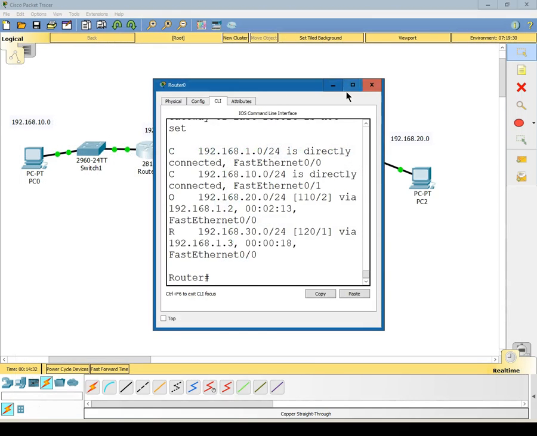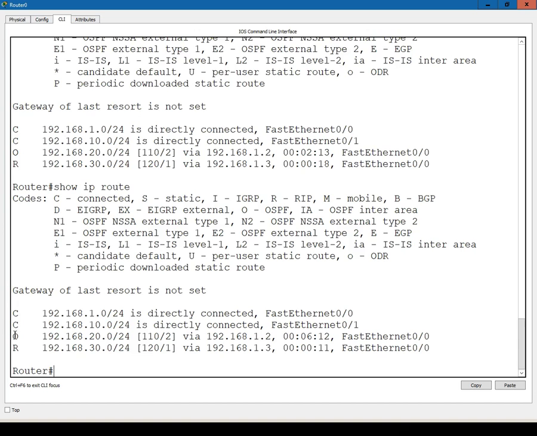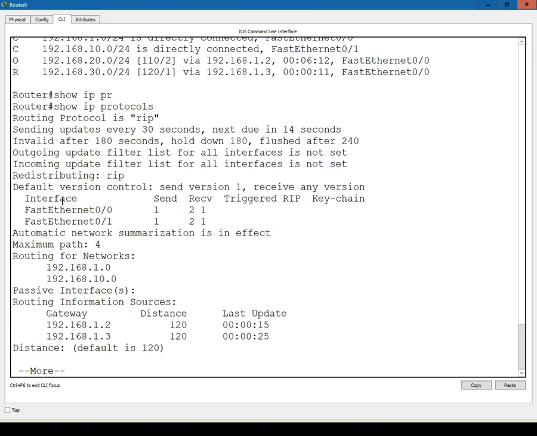So if we go to one of these other routers here, and do show IP route, we have OSPF for the 20 network and RIP for the 30 network, and RIP was the only protocol that was on the 30 network. And if we show IP protocols, we see RIP every 30 seconds, redistributing RIP, default, automatic summarization, routing for networks 1 and 10. Passive interfaces default is 120. So we have a distance here of 120.